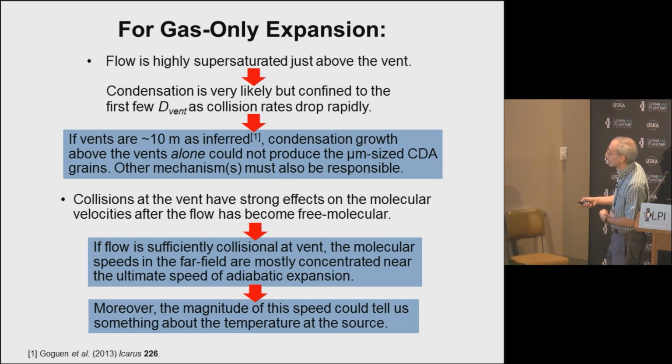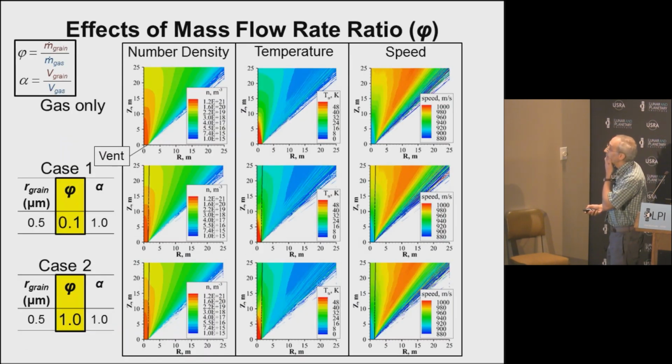The grains are fully coupled to the gas flow near the vent, but they decouple within a few tens of vent diameters. That is, the grains and the gas are moving independently of one another within a few tens of vent diameters. And so you can't infer anything about grain motion or gas motion by looking at the grains with the Cassini data. You're just not looking close enough.